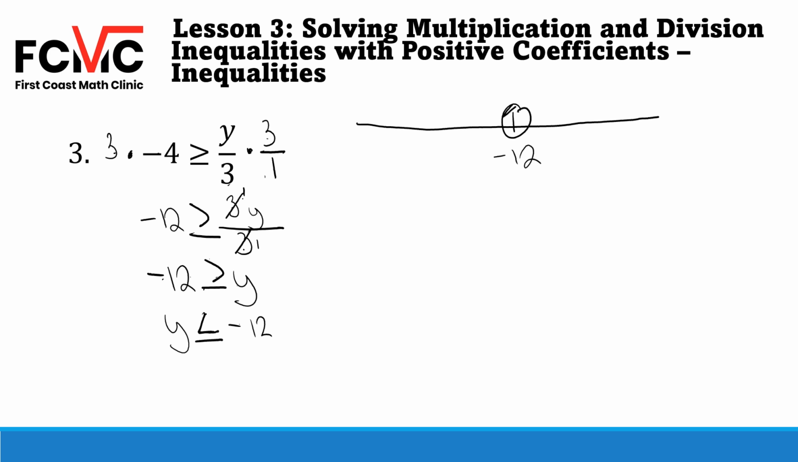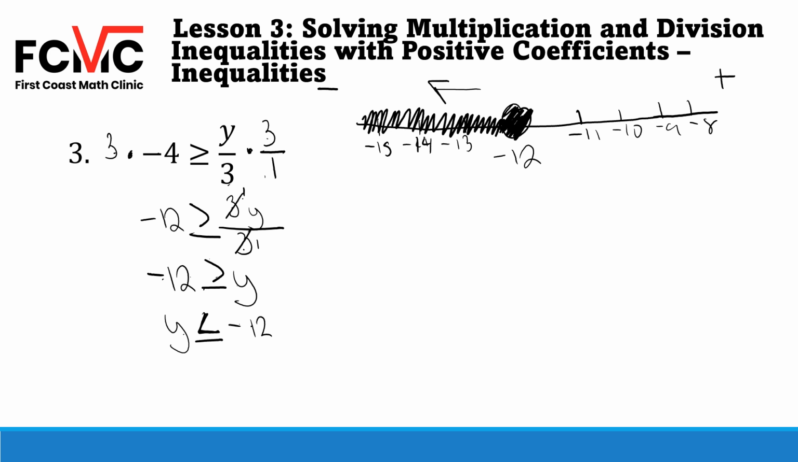Negative 12, and I want a closed circle at negative 12. Greater values to the right, lesser values to the left. So again, think of our number line, right? This is negative 11, negative 10, negative 9, negative 8, negative 13, negative 14, negative 15. Okay, now if my variable, again, is less than my number, I'm going to be shading to the left. All right, so let's shade to our left. So this is our graph.